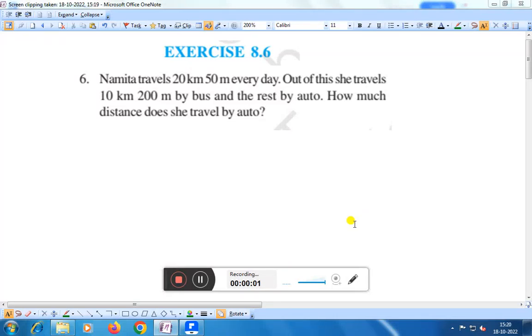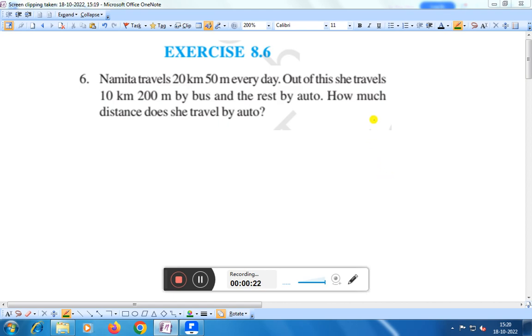Hello friends, today we shall discuss exercise 8.6 question number 6. Namita travels 20 km 50 meter every day. Out of this she travels 10 km 200 meter by bus and the rest by auto. How much distance does she travel by auto?